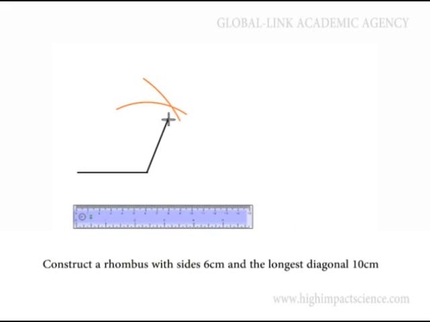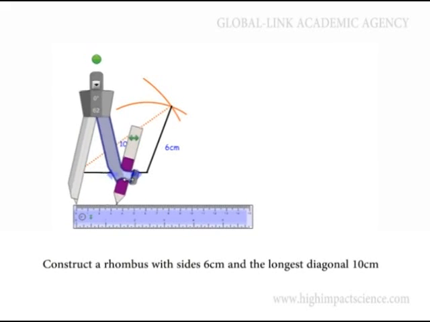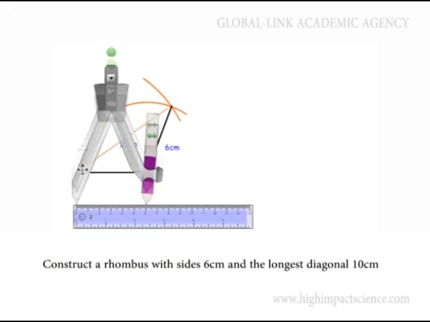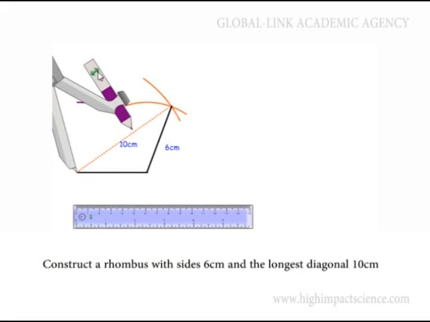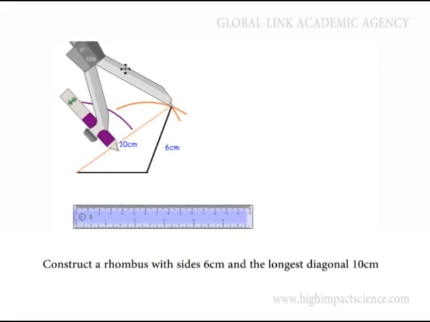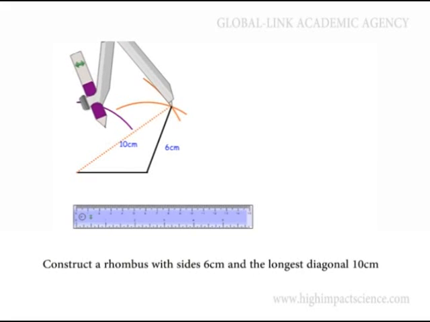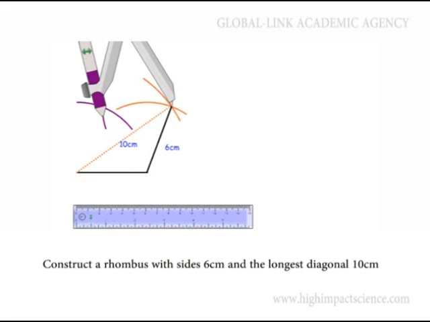Join that point and the diagonal 10 centimeters. We need to locate the last point. Measure 6 centimeters, place the compass here and mark an arc. Place it here and mark that arc there, and we have the last point, and now we can complete the rhombus. Excellent.